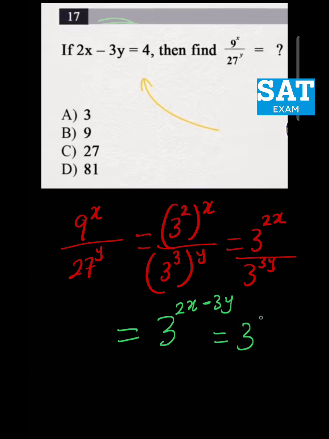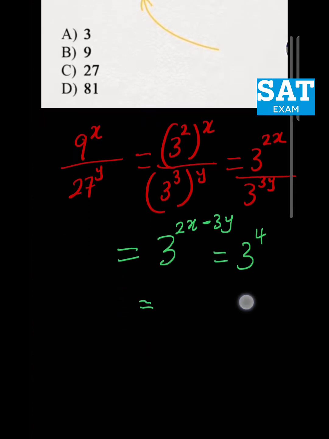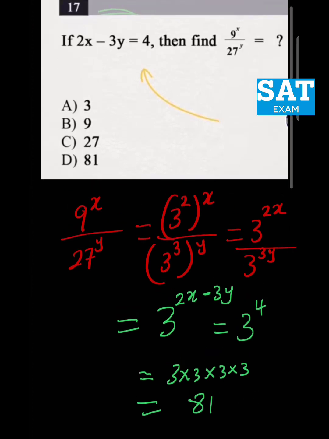So this is going to be 3 raised to the power of 4, and 3 raised to the power of 4 implies 3 is multiplied by itself 4 times, which is going to give us 81. So therefore option D is going to be the correct answer.